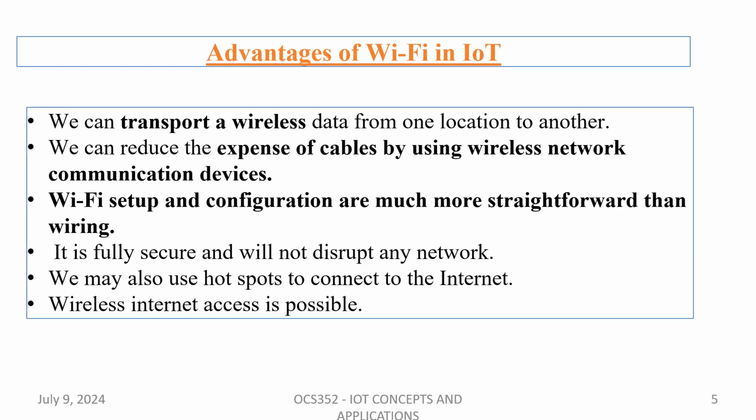Advantages of Wi-Fi: we can transport wireless data from one location to another. We can reduce the expense of cable by using wireless network communication devices. Wi-Fi setups and configurations are much more straightforward than wiring. It is fully secure and will not disturb any network. We may also use a hotspot to connect to the internet. Wireless internet access is possible.